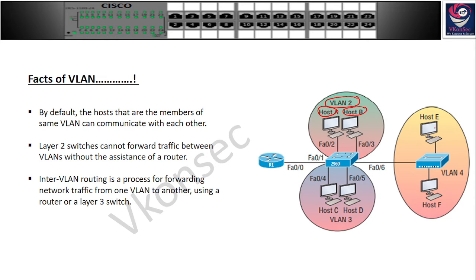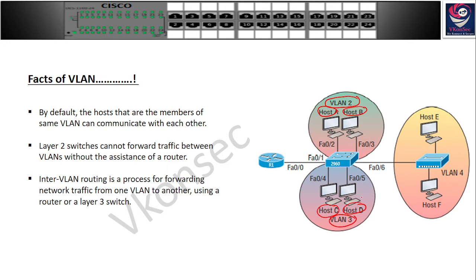The members of VLAN 3, suppose I'm talking about this one. How many members are there? Here you can see two members are there, host C and host D. So host C and host D will be able to communicate within VLAN 3 only.